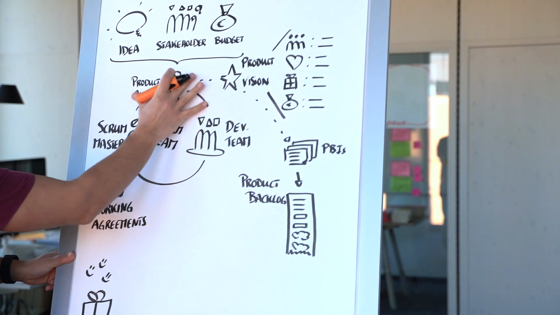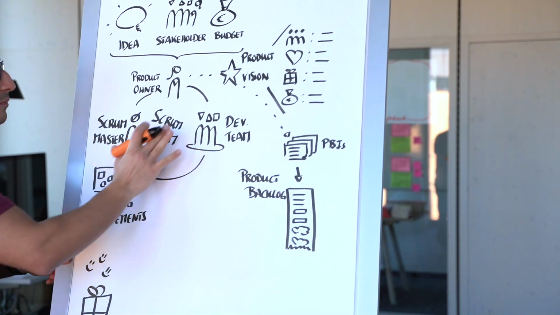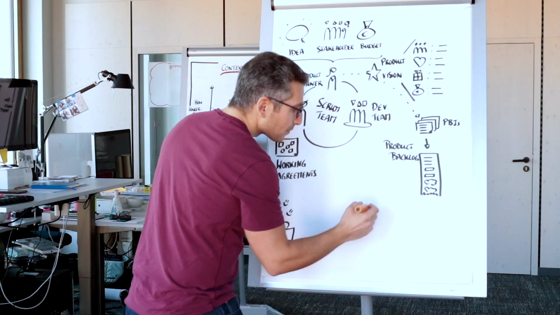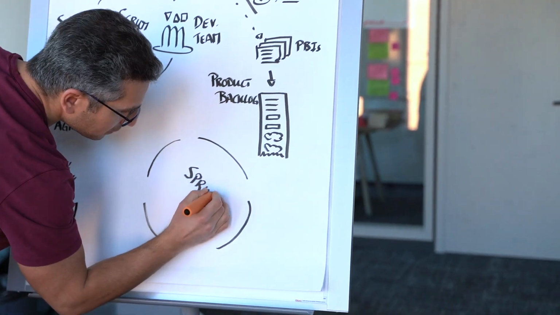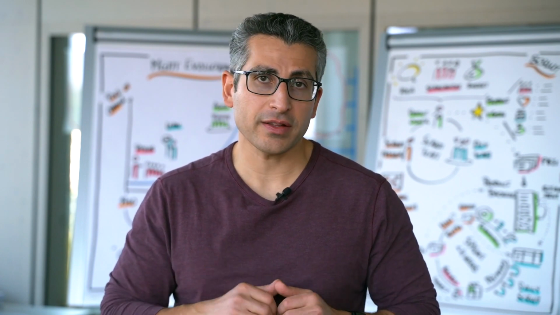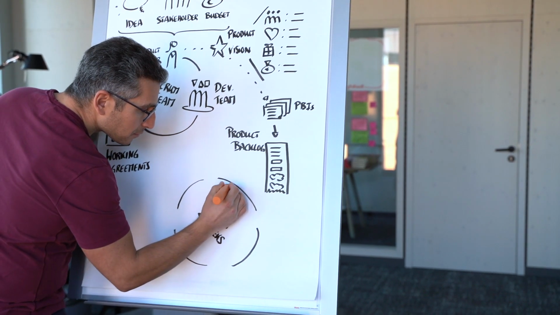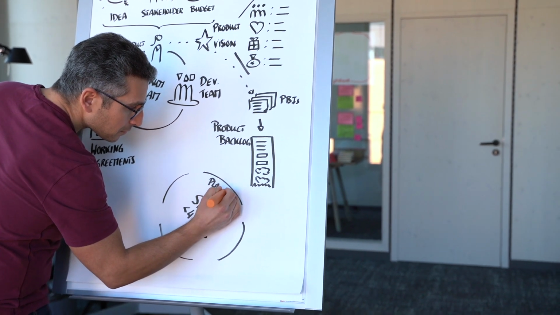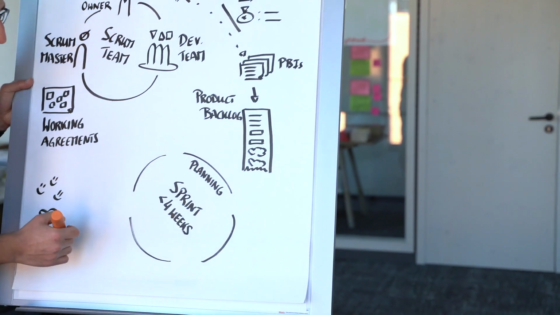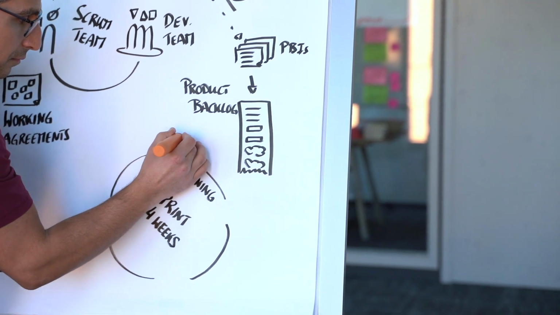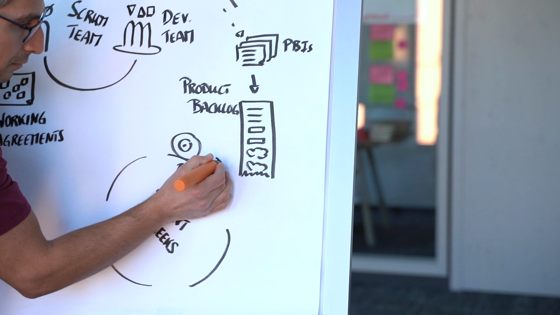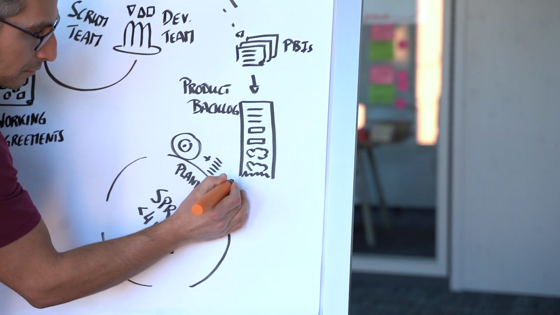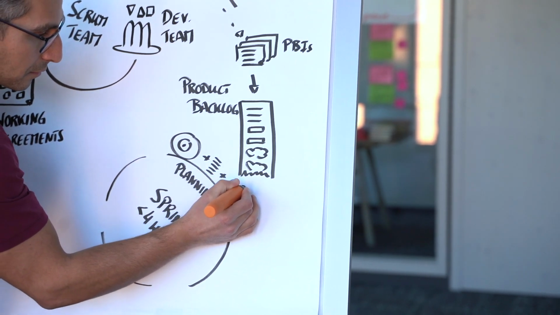Once we have the team, its working agreements, the product vision, and the product backlog, we can start with our very first sprint. Every sprint consists of a series of recurring events. Each sprint starts out with sprint planning. During sprint planning, we want to identify what our goal is for this specific sprint, what and how many items we are going to work on, and how we are going to deliver on those items.